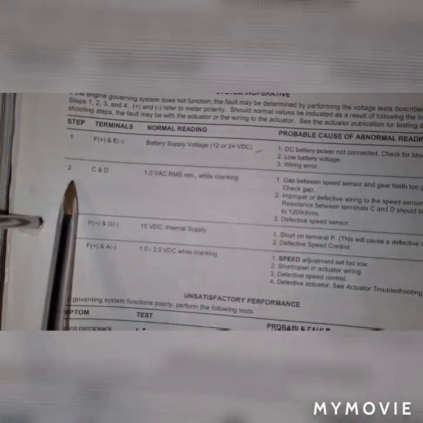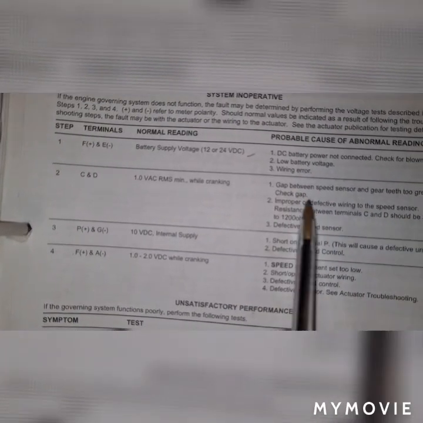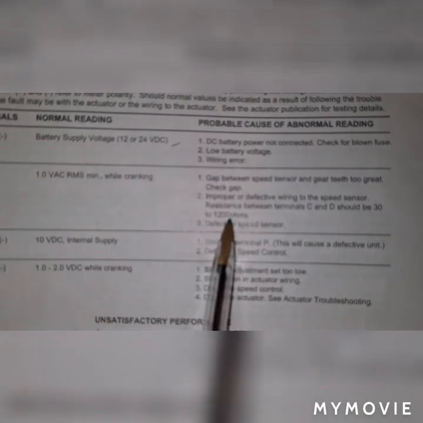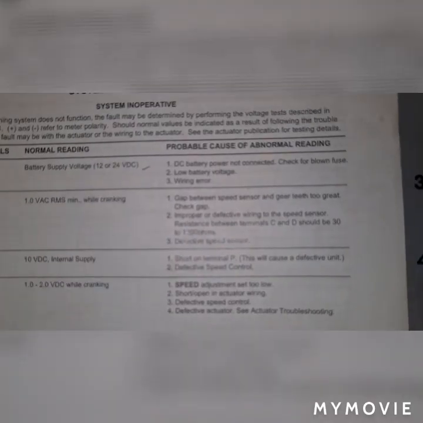F plus and E minus, battery supply voltage 12 to 24 volts, check. Probable cause: DC battery power not connected, check for blown fuse, low battery voltage, wiring error. For terminals C and D, 1.0 volt AC RMS minimum while cranking. The reason may be the gap between the speed sensor and gear tip, check the gap. Normally, the air gap of your speed sensor with the gear of your alternator is about 0.45 millimeter. Improper or defective wiring to the speed sensor: resistance between terminals C and D should be 1200 ohms. So the resistance of your sensor must be 1200 ohms between C and D.